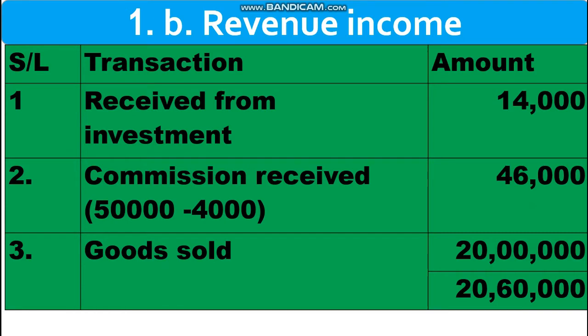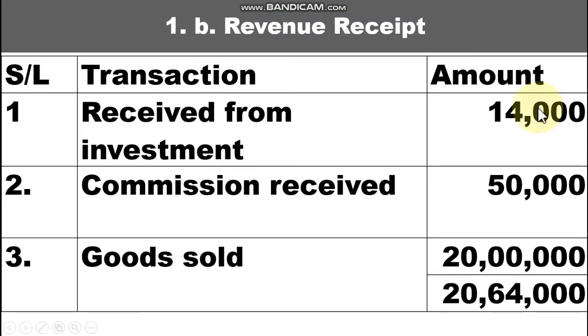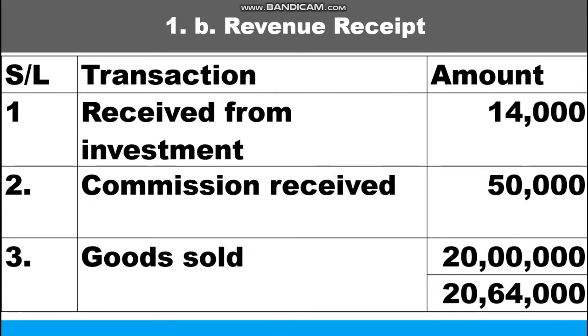Then look at revenue received. Revenue received from investment is 14,000. Commission received, that means here we have to write the full amount, whatever money we have received, no subtraction, the full amount is our revenue received. And goods sold, this is also revenue received, so 20 lakh 64,000.